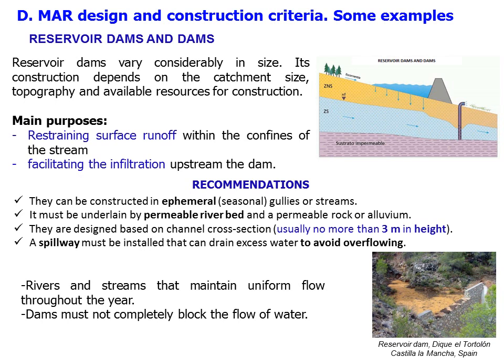Regarding MAR design and construction criteria, some examples have been extracted from the references, such as the reservoir dams and simple dams. Their main purposes are restraining the surface runoff and facilitating the infiltration upstream of the dam. These dams or dikes are constructed in ephemeral or seasonal gullies or streams. They have a permeable river bed and usually have a spillway to avoid overflowing.